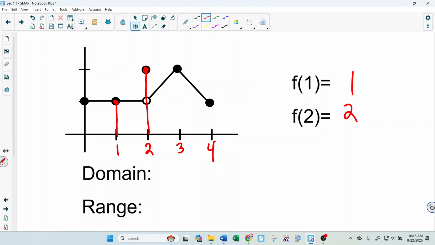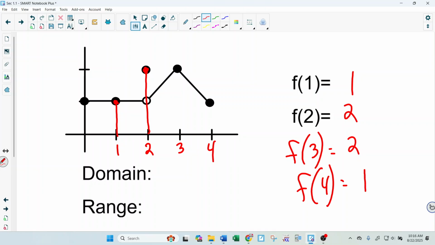Just so we're not confused here with the numbers, think about f of 3 and f of 4. We're going to do those. What would they be? f of 3 would be 2. f of 4 would be 1.